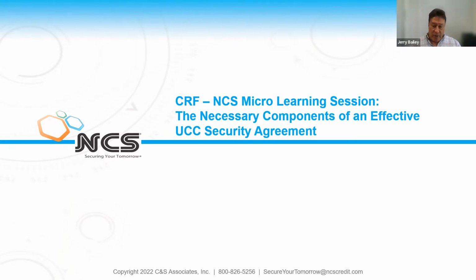The first thing we need to make sure of is that we have the debtor name correct, because getting the debtor name correct with UCC filings has been an issue. We'll talk more about it in another micro-learning session on financing statements, but within the security agreement, we need to make sure we have it correct. Article 9 put a change through in 2013 to help make sure we're all searching for the same name.